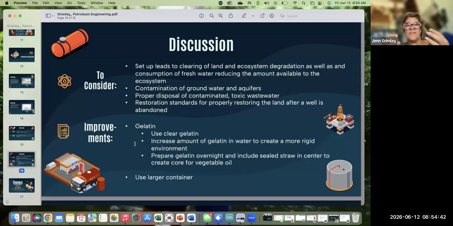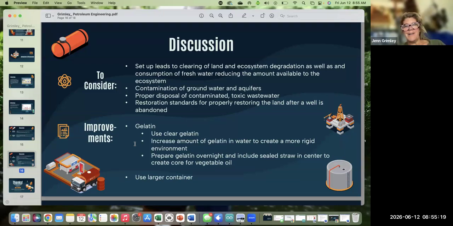And one thing that you have to really consider is that you want to case your wellbore in that cement and that piping to prevent contamination of the groundwater and the aquifers, and the disposal of the contaminated wastewater, it has a lot of heavy metals and things like that from the ground, and so you have to properly dispose of that. And then once the well is abandoned, it goes dry, there should be restoration standards for restoring that land to what it was prior to the welling process.